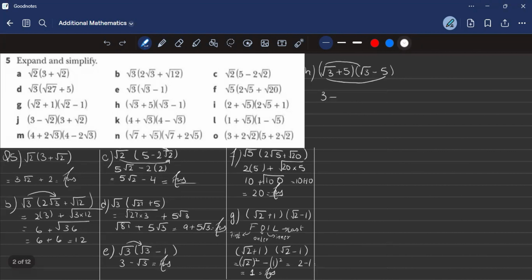Minus 5 multiplied by square root of 3 is minus 5 square root of 3. Inner values are plus 5 square root of 3. And the last values of both brackets are going to be multiplied. 5 times 5 is 25, but this is negative 5, so negative 5 multiplied by positive 5 is equal to negative 25. So these two cancel, as you can guess, plus and minus, and positive 3 minus 25 is equal to negative 22. And that's supposed to be your answer for part H.